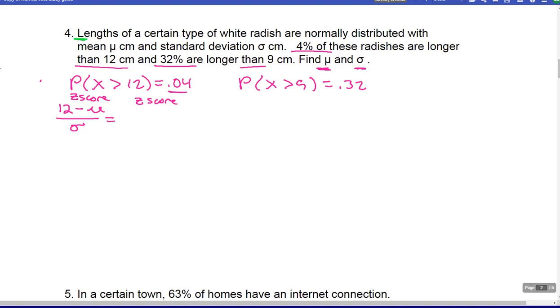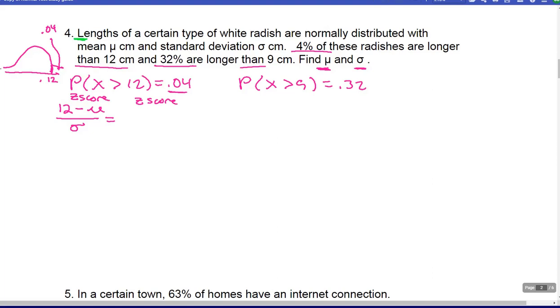So take a look. If I drew this like this, my number 12, how much of the area is above it? 0.04. Is that very much? No. So my 12, we'll say, is right here. And this area is 0.04. Are you with me on that? Yeah. All right.